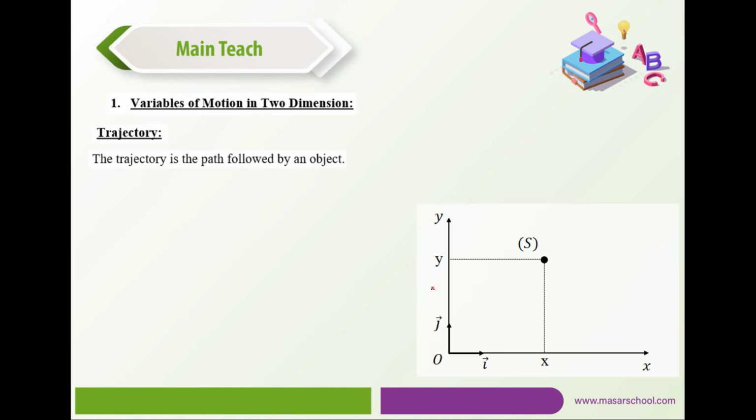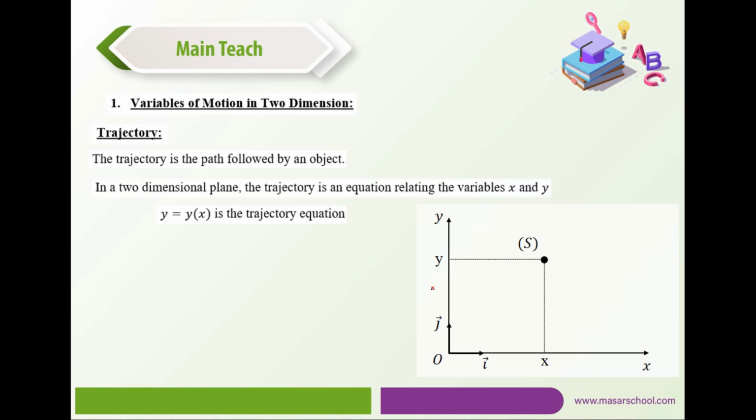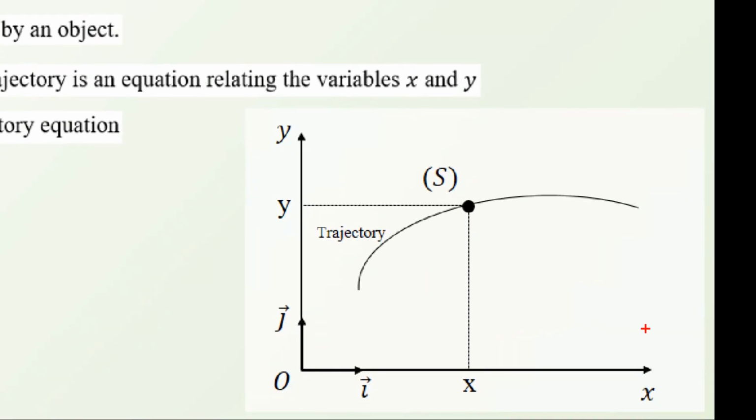Trajectory. The trajectory is the path followed by an object. In a 2-dimensional plane, the trajectory is an equation relating the variables x and y. y equals y of x is the trajectory equation. So suppose that the particle S is going to move along this path. The path followed by the particle is known as the trajectory.